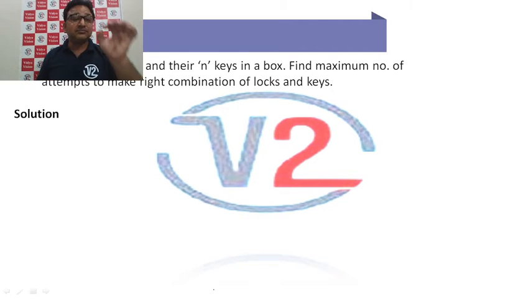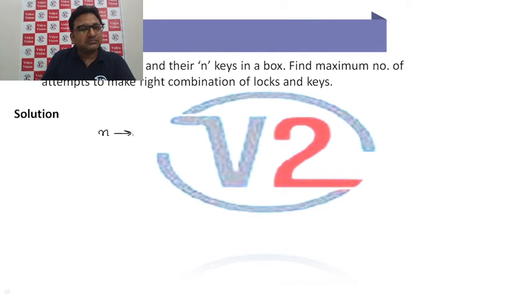Now, next question: there are n locks and n keys in a box. Find the maximum number of attempts to find the right combination of the locks. Very good question. Now, n keys and n locks. One lock and a box with n keys. For one lock, how many choices are there? There are n choices, since the one lock can be opened by any one of the n keys.